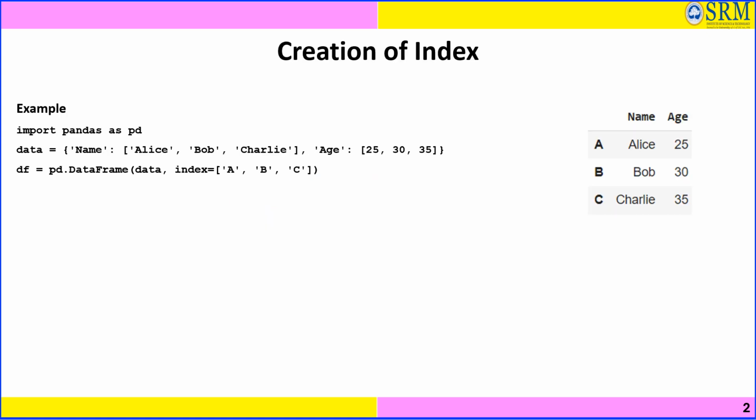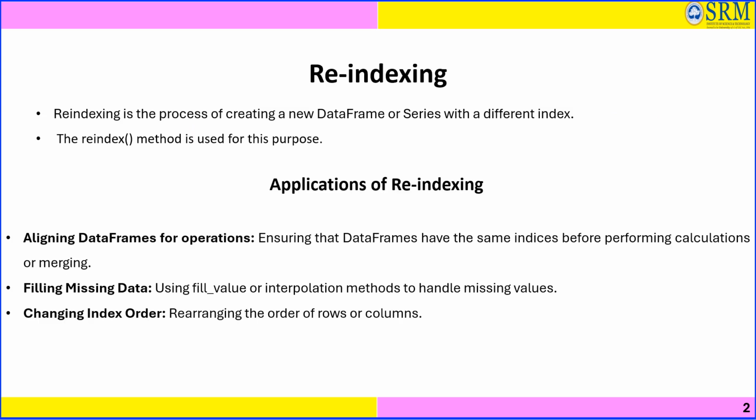Okay. So next one is how to create an index. So we need the pandas library. So this is data which is going to be converted into a data frame, with the title name and the title age. So we made name and age, and then here it's clearly mentioned the index should be ABC. That is why the ABC index is given. So this is one type of creation of an index.